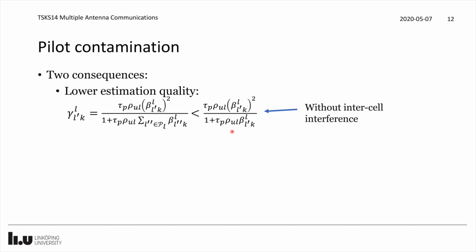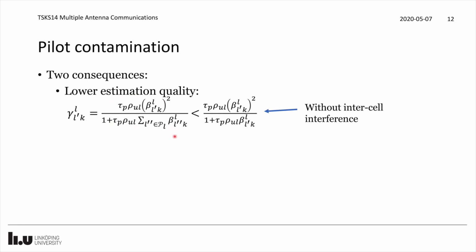And when we neglect this, we are removing terms that are positive from the denominator, which means that we get a larger estimation variance, which is a better thing. So pilot contamination leads to a lower quality of our estimate as compared to not having any contamination at all, and that is seen by having a smaller variance of the channel estimates.